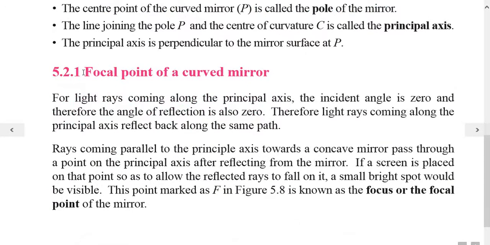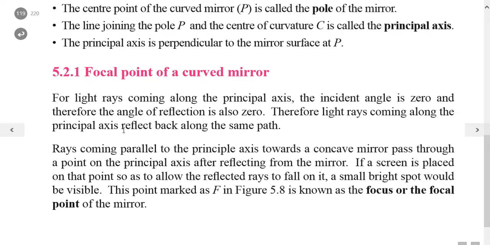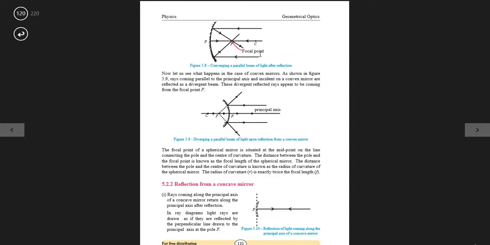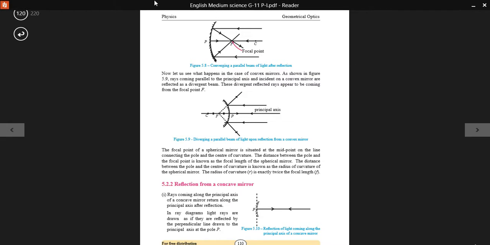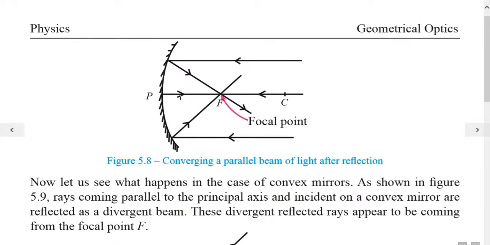The focal point of a curved mirror. Focal point is also known as the focus of the curved mirror. According to the convex and concave mirrors, we identify where the focal point is formed. First we take the concave mirror. This is a concave mirror, figure 5.8. Then how is this focal point formed?